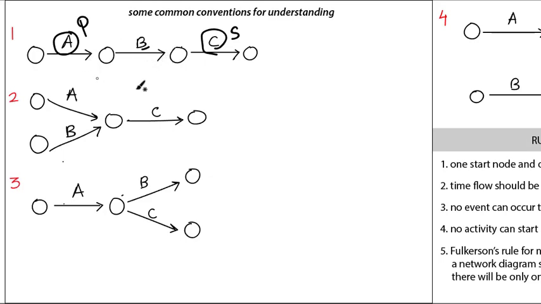Similarly, in this second example there are two activities. For activity C to start, A and B both must be finished. Only then can activity C be started. So in the first case, you have to finish A, then B, then C, and in this one, A and B both must be finished in order to start C, right?